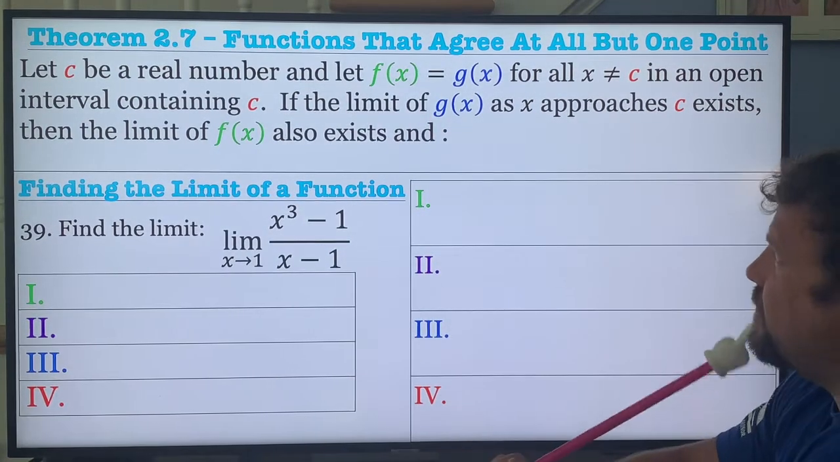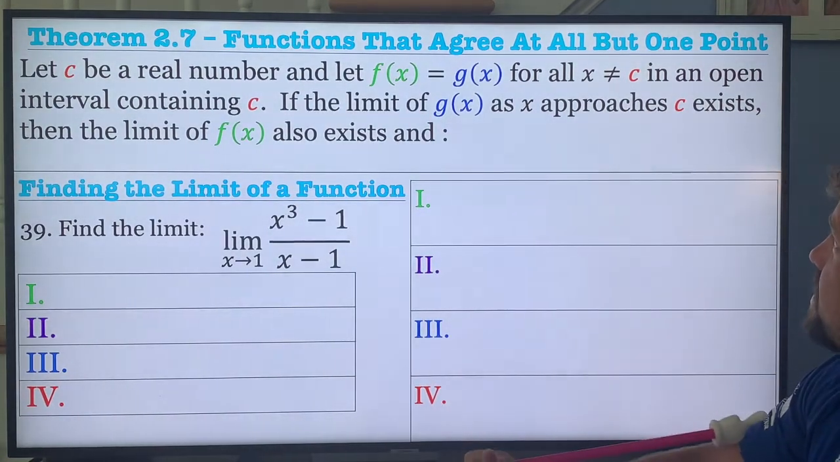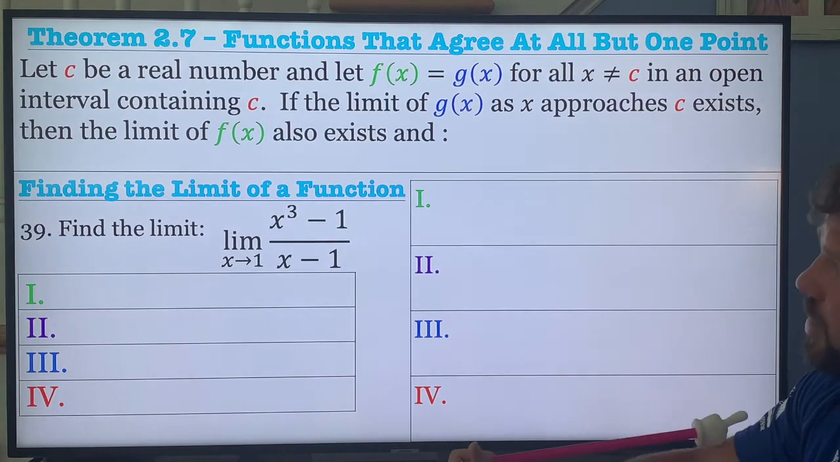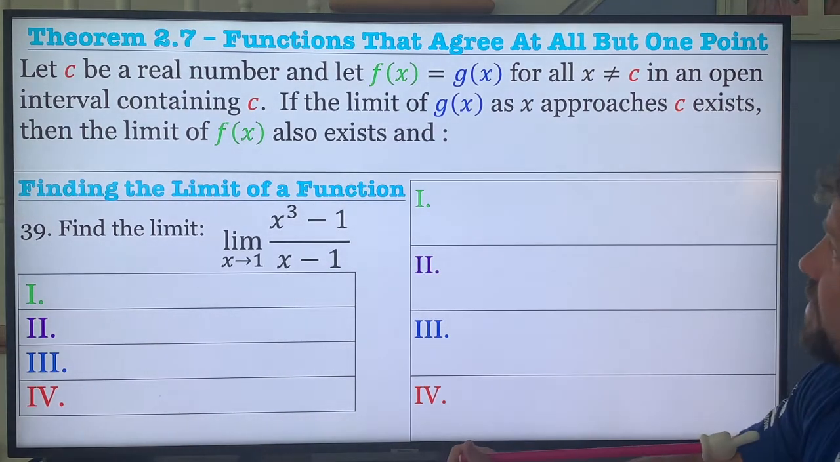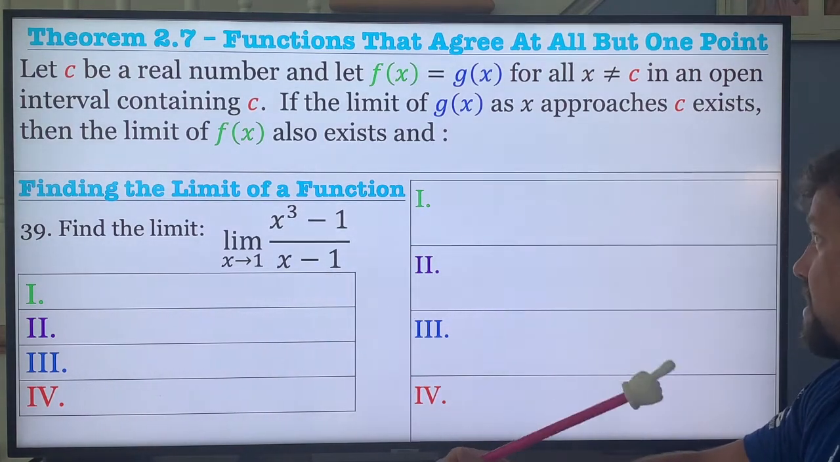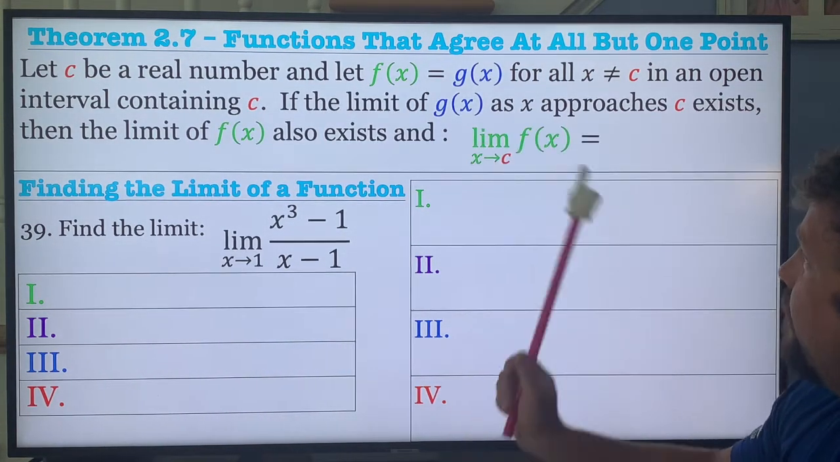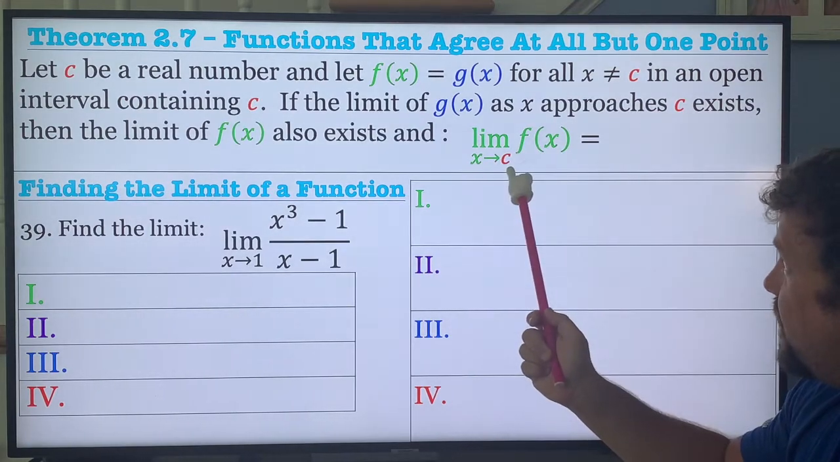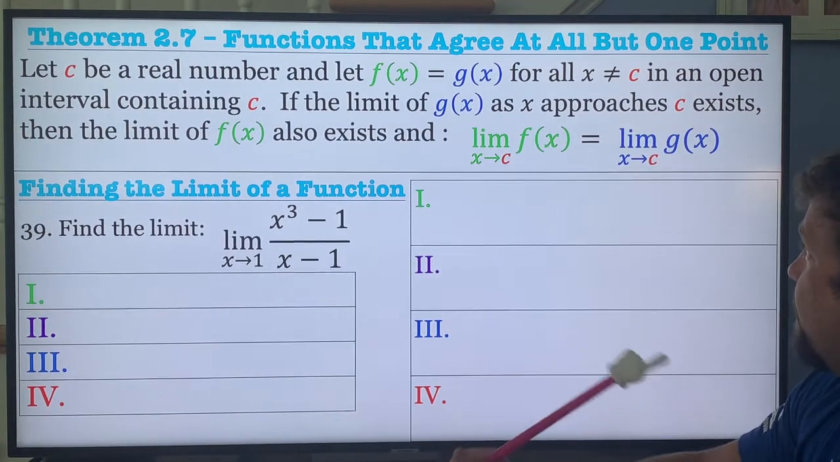Let c be a real number and f of x equal g of x for all x not equal to c in an open interval containing c. If the limit of g of x as x approaches c exists, then the limit of f of x also exists, and the following is true. The limit of f of x as x approaches c equals the limit of g of x as x approaches c.